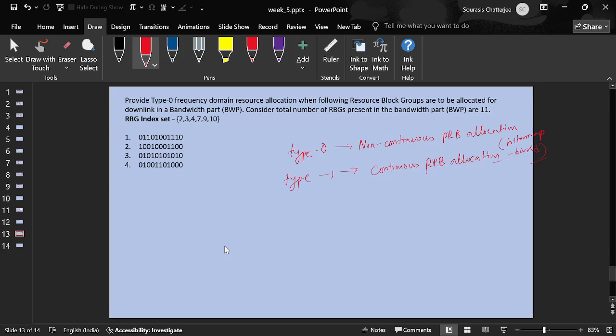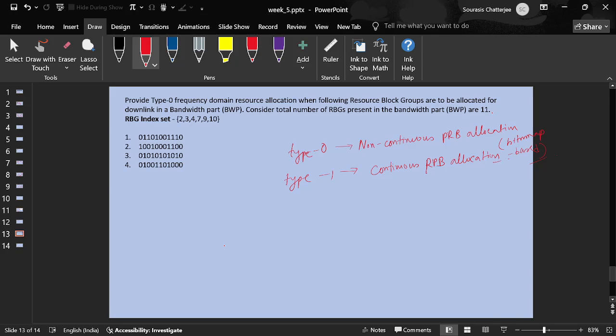And how does it help? It reduces the bitmap by that much order. So I have 275 PRBs, and earlier I was requiring a 275-bit sequence. Now if I have a group of 5, I can immediately reduce it, divide by 5, to 55. Okay, a 55-bit sequence.